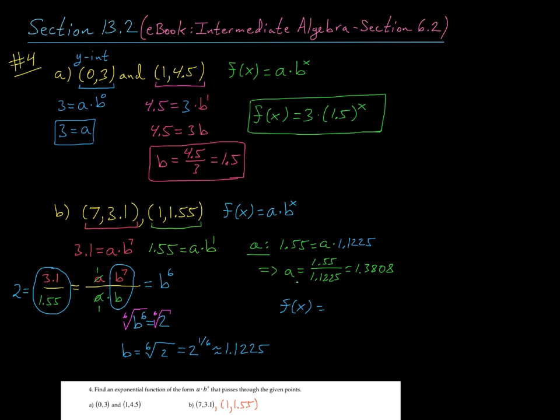Great. Alright, so now we go ahead and put that all together, and we're going to be done. F of x would be our initial value a, so 1.3808, times the base, which is 1.1225, raised to the x power. Okay, a little bit more involved, but same concept.